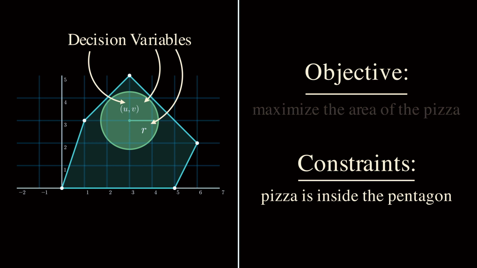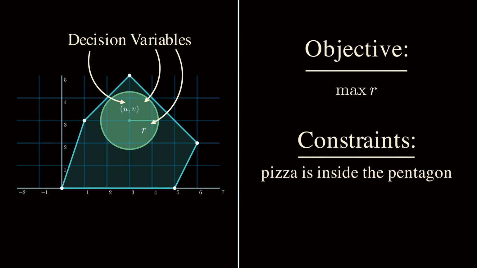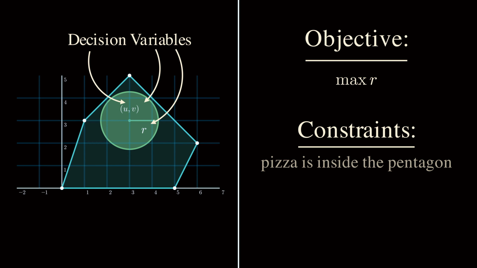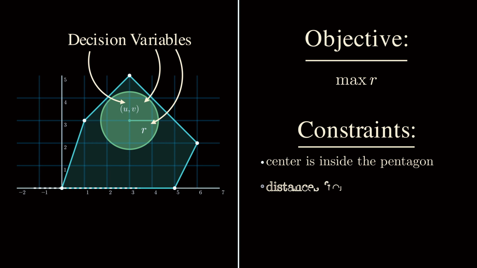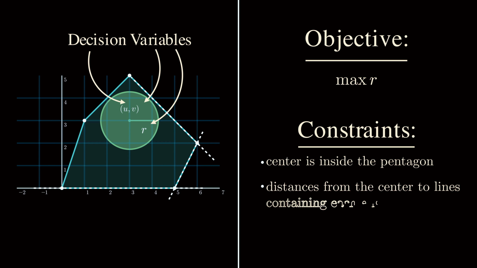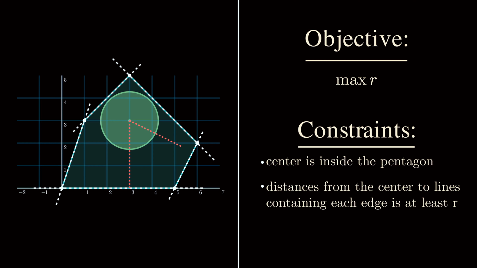Now, the objective is just to maximize the area, which is pi r squared. Notice that we can equivalently just maximize r. The circle with the largest radius also has the largest area. The constraint is a bit harder to write. Try to convince yourself that for the pizza to be inside the pentagon, the center needs to be inside the pentagon, and the distance from the center to each of the lines containing the edges needs to be at least r. These distances are shown by the dashed red lines. In addition, the opposite is true. If these two conditions are met, then the pizza is inside the pentagon.